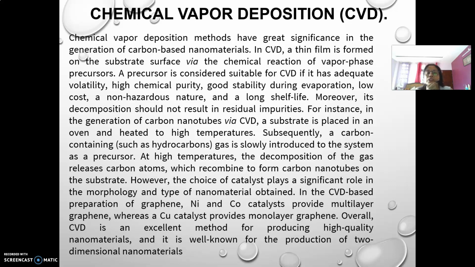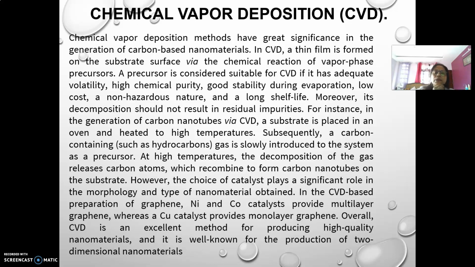For instance, in the generation of carbon nanotubes via CVD, a substrate is placed in an oven and then it is heated to a very high temperature to get the vapors. Subsequently, a carbon-containing gas such as a hydrocarbon gas is slowly introduced into the system as a precursor, and at high temperature the decomposition of the gas releases carbon atoms which recombine to form carbon nanotubes on the substrate.